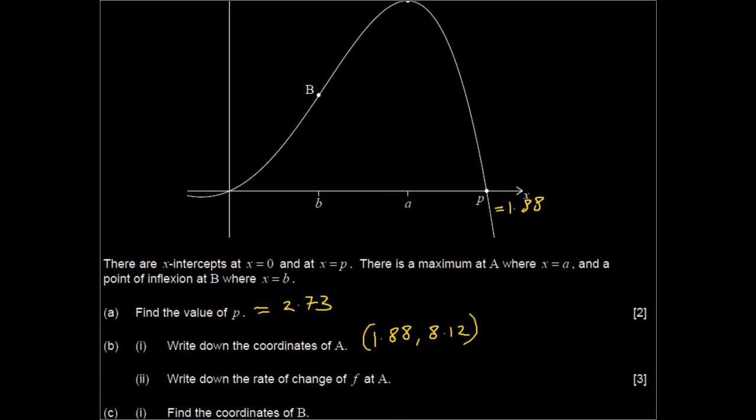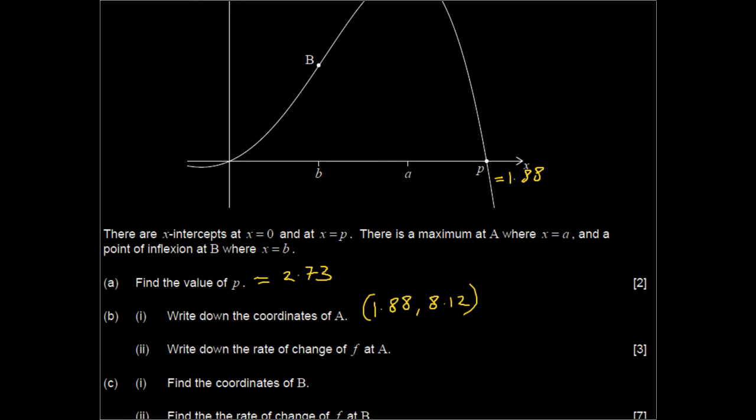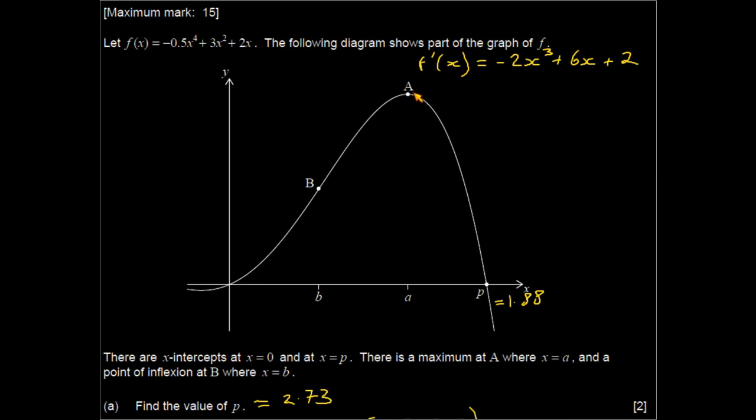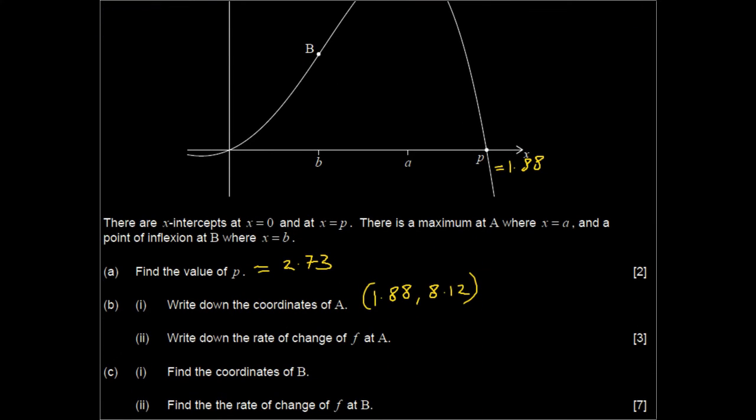Alright, so next it says write down the rate of change of f at A. So I've kind of talked about this here already. It said that here, because it's a maximum, f prime of x will be equal to 0. So I'm going to write that on here. So at this point here, f prime of x is equal to 0. So that f prime is the measure of the rate of change, is the differential. Differential is the rate of change, the same thing. So f prime is equal to 0 at this point here. So rate of change here will be equal to 0.